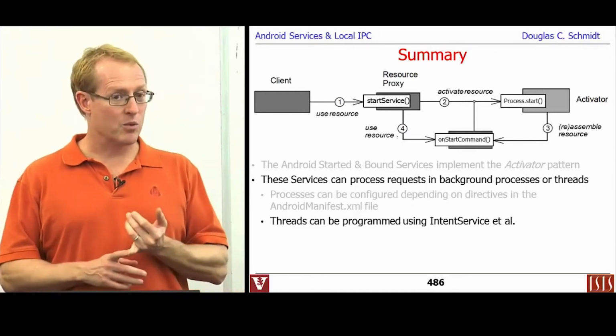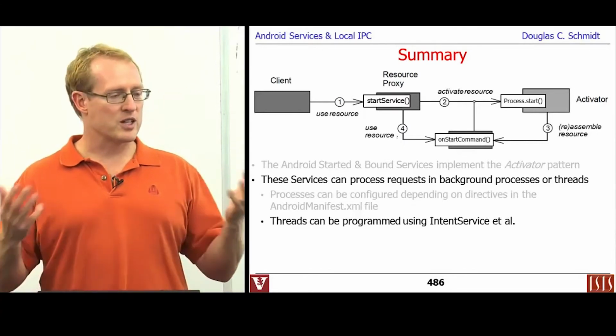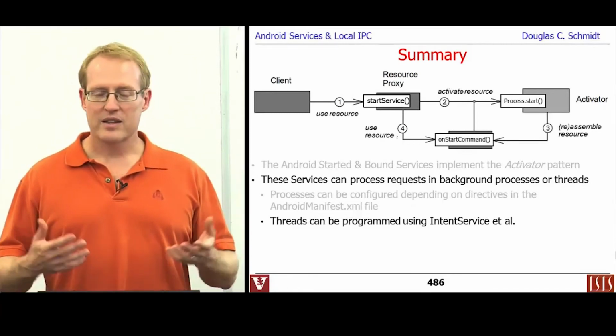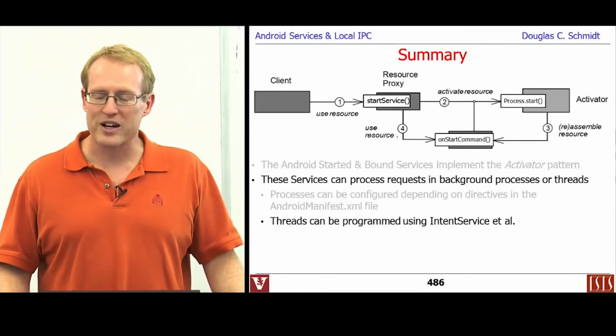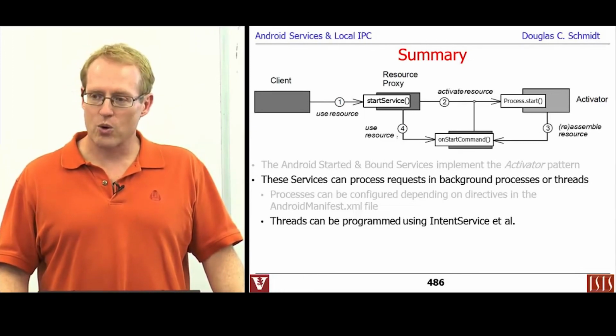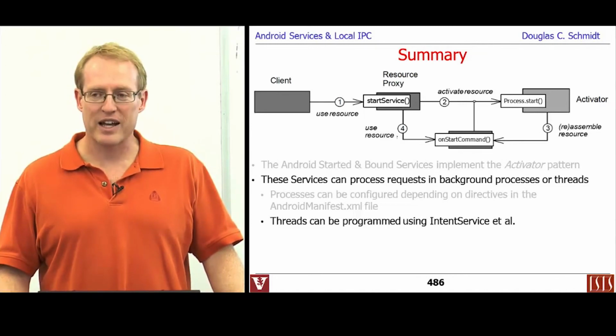To recap what we talked about last time: Activator is a pattern that makes it possible to launch things on demand, and we talked about the pros and cons of that. Then we saw some examples in Android where it gets used to launch bound or started services to do various behavior processing on behalf of the client applications.